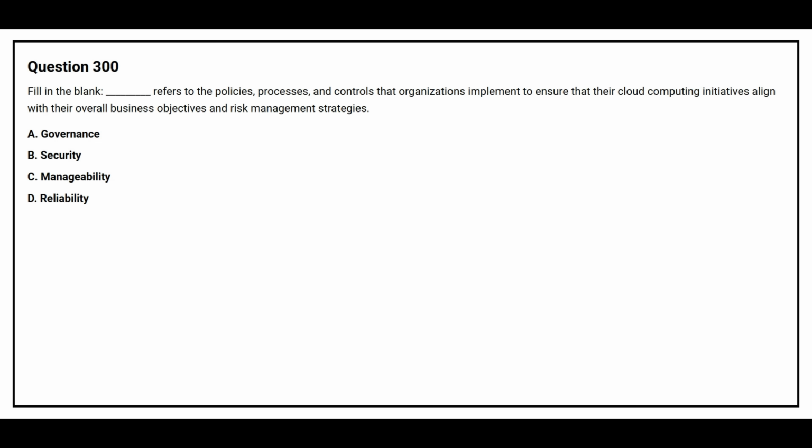Question number 300. Fill in the blank. Blank refers to the policies, processes, and controls that organizations implement to ensure that their cloud computing initiatives align with their overall business objectives and risk management strategies. Option A, governance. Option B, security. Option C, manageability. Option D, reliability. The correct answer is option A, governance.